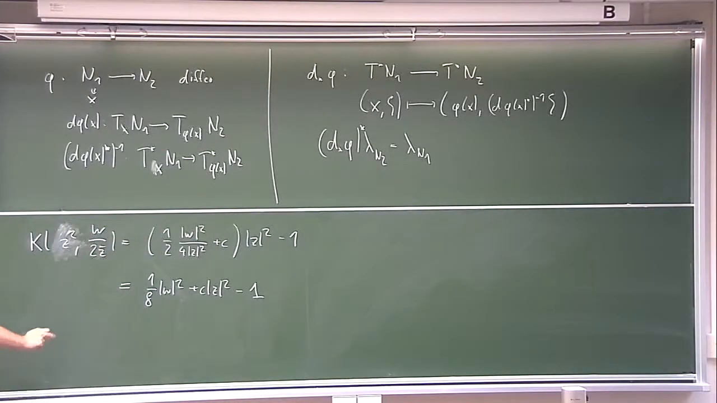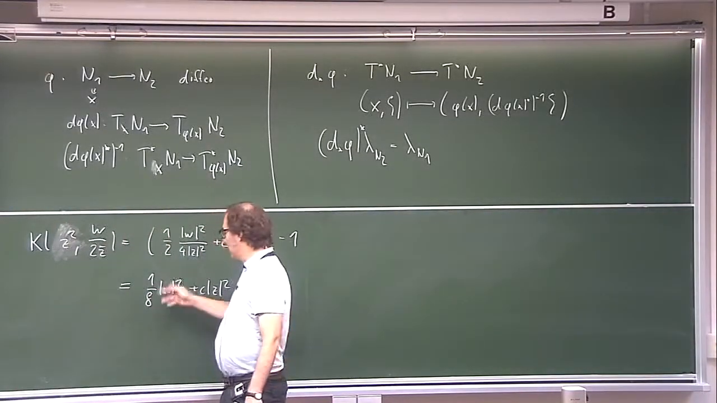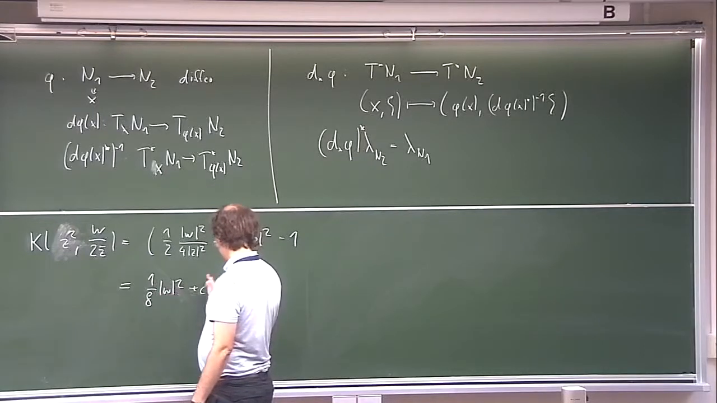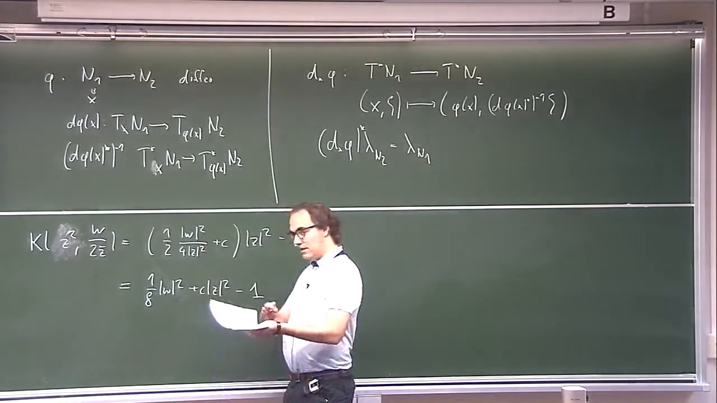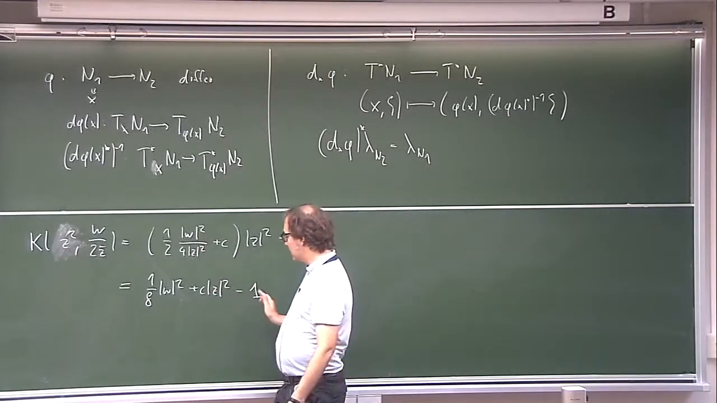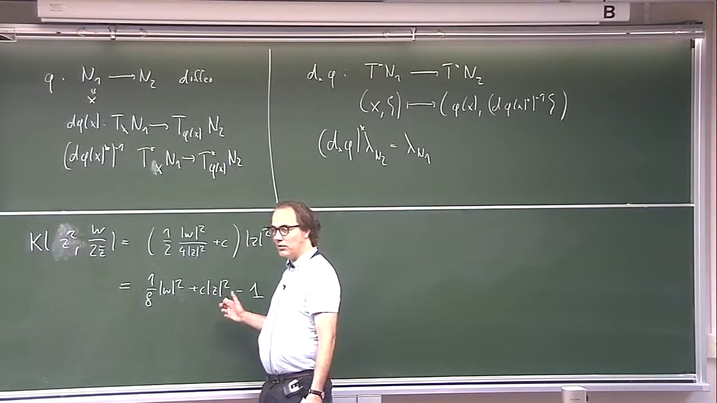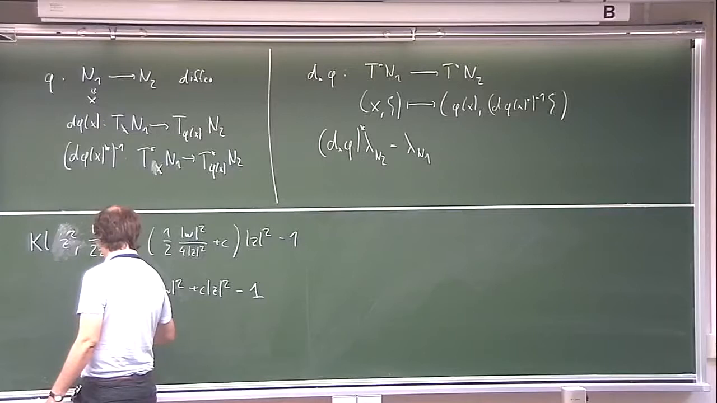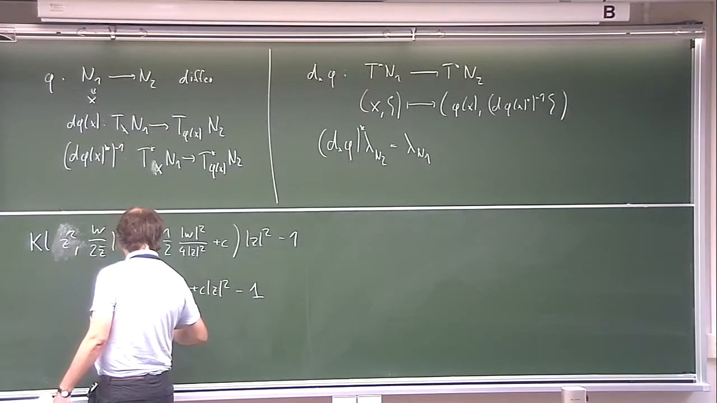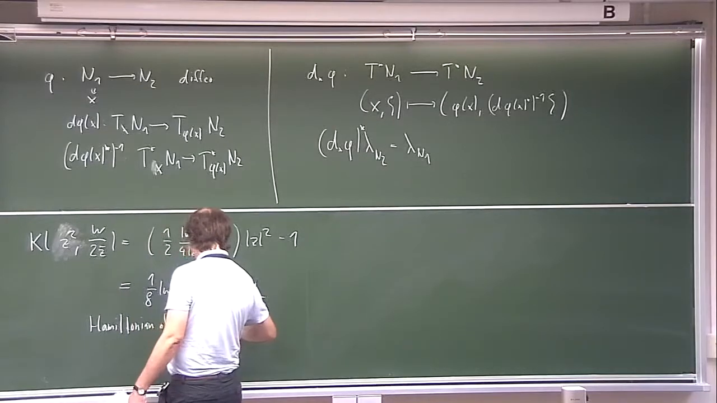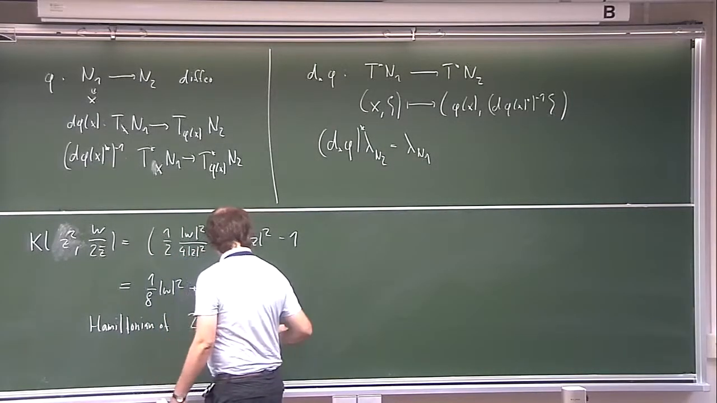Some people don't like this 1 over 8 so much, and for that reason they take away this 2 and put it here, and then they put this factor 4 into the symplectic form. But it doesn't matter, up to some uniform scaling. And this is now just the quadratic potential. So we have two coordinates, so you can think of this as two uncoupled harmonic oscillators. This is the Hamiltonian of two uncoupled oscillators.